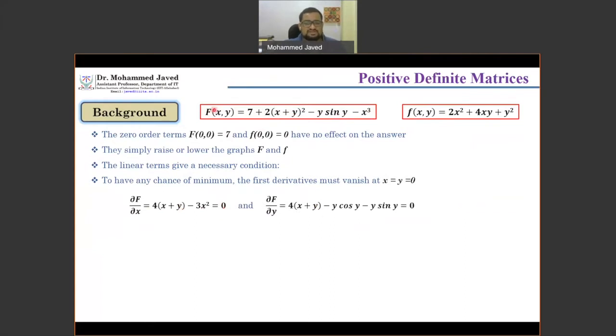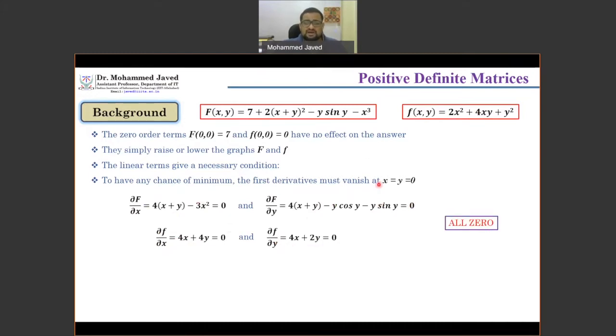Similarly, the same function capital F of x comma y, I differentiate with respect to y, keeping x as constant. Del F by del y equals 4 into (x plus y) minus y cos y minus sin y, equal to 0. You substitute x and y as 0, you will get 0 here. Similarly, for small f, del f by del x equals 4x plus 4y, which is 0. I differentiated this with respect to x, keeping y as constant. Similarly, del f by del y equals 4x plus 2y, which is 0 here.